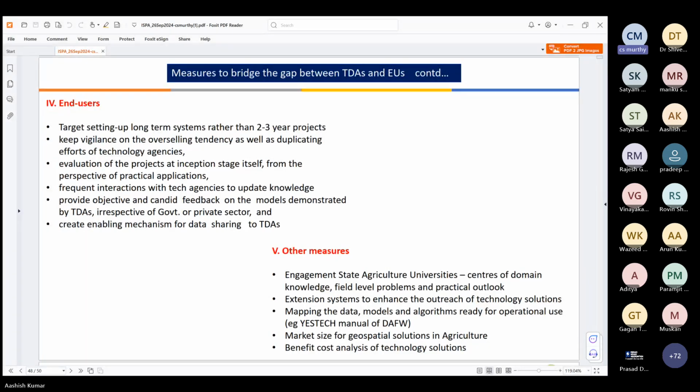So these are the things, and there are other very important measures. Till now in the geospatial domain, in agri-tech solutions, state agriculture universities' participation is very minimal, but they are the centers of domain knowledge, field level problems and practical experience. So engagement with the states is very less.